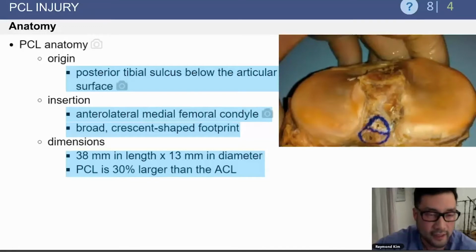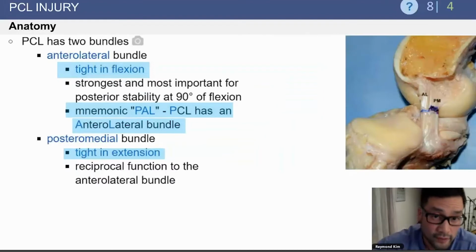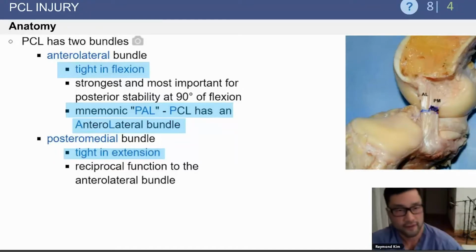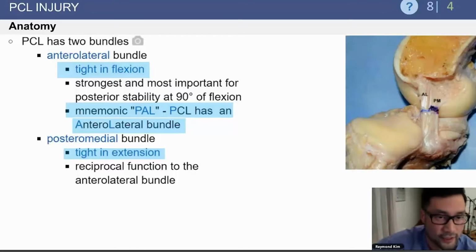The anatomy, the origin is the posterior tibial sulcus below the articular surface, and it inserts on the anterolateral medial femoral condyle in a broad crescent-shaped footprint fashion. PCL is a much stouter ligament, 30% larger than the ACL. We talked about the 2 bundles earlier. The anterolateral is tightened in flexion. The posterior medial bundle is tightened in extension. So again, the way I remember this is AF, like atrial fibrillation, anterolateral flexion, and PE, posterior medial tightened in extension.